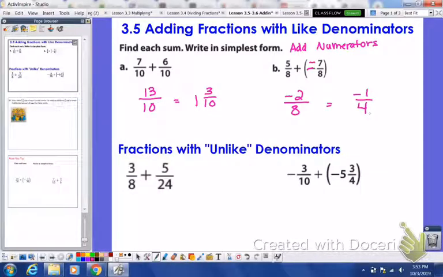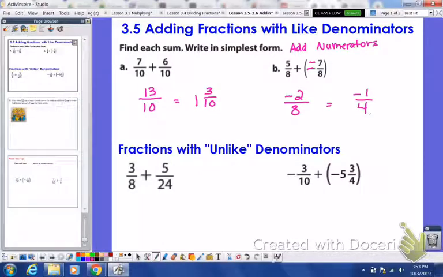All right, so like denominators are pretty simple. We just add our numerators, simplify if we need to, and the denominator stays the same. When we have fractions with unlike denominators, you cannot add fractions that have unlike denominators, so we need to get them to be the same.